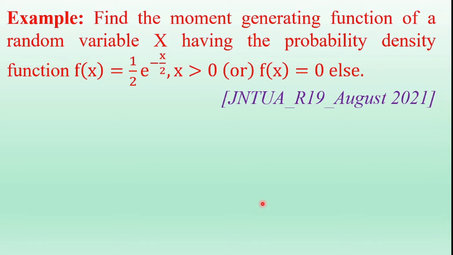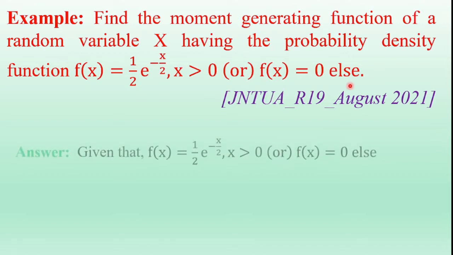In this video, I am going to discuss a moment generating function example. This is a previous examination question. The example is: find the moment generating function of a random variable X having the probability density function f of x is equal to 1 by 2 e power minus x by 2 for x greater than 0, or f of x is equal to 0 elsewhere.